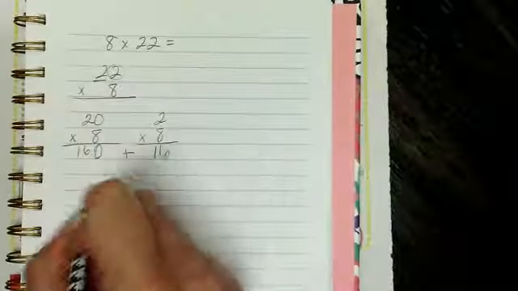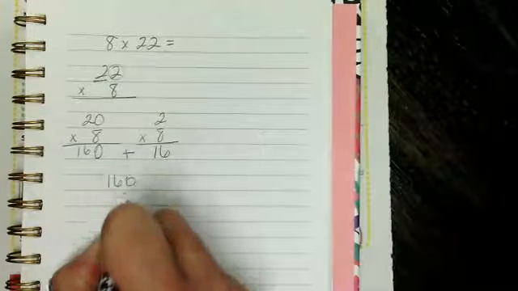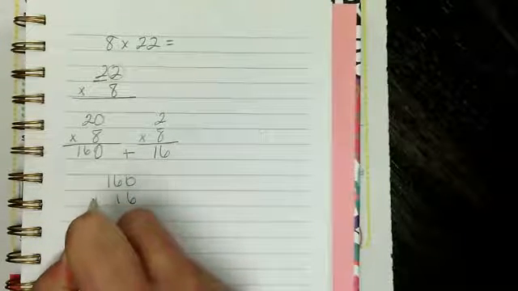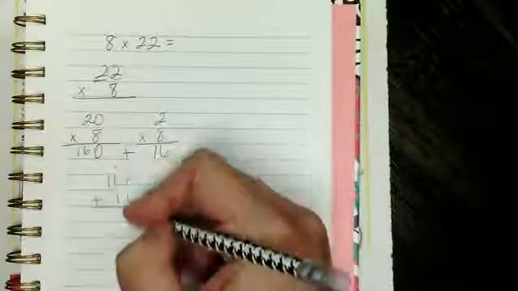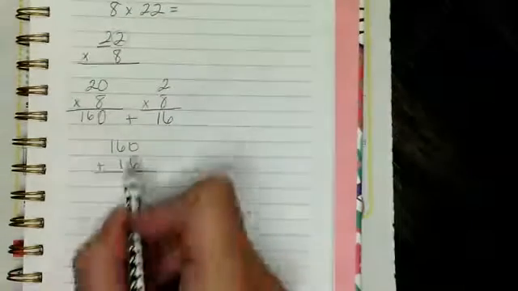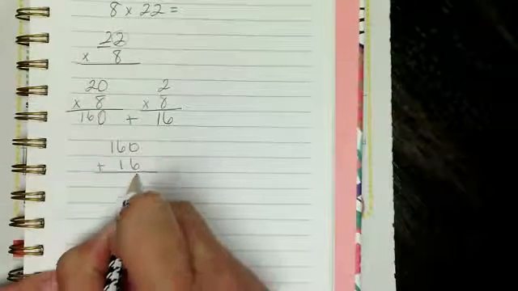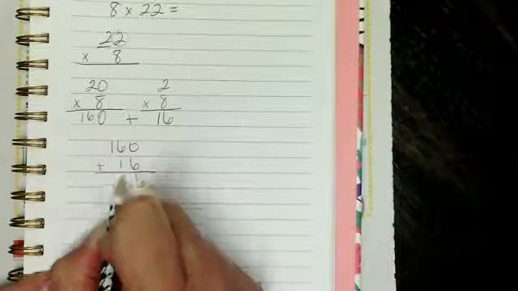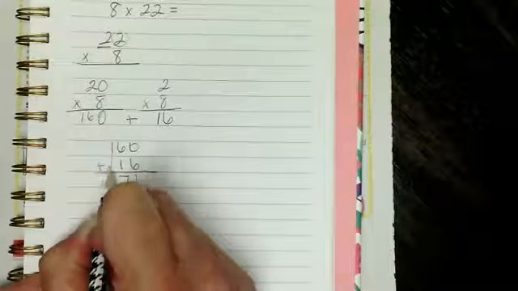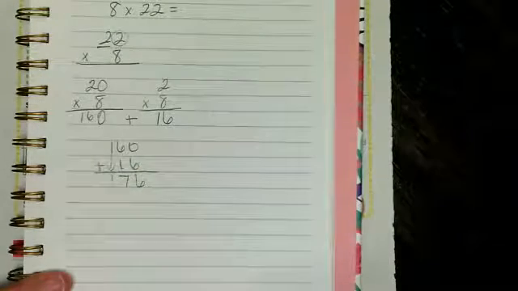All right, now I need to add these together. So I have 160 plus 16. Make sure I line up my place values so my 1s and my 10s are in the same column together. 0 plus 6 is 6. 6 plus 1 is 7. Bring down my 1.